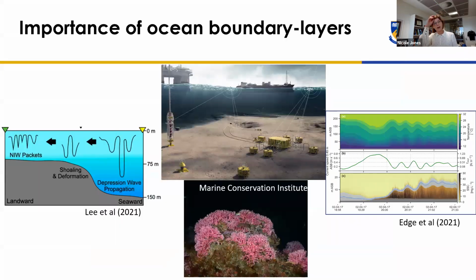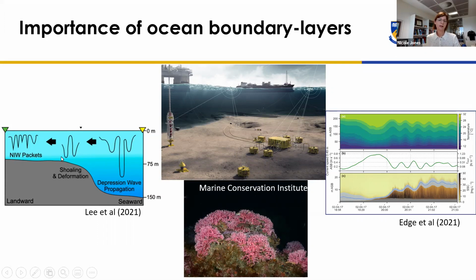So why do we care about ocean boundary layers, or I should say ocean bottom boundary layers? Well, they are the location where most of the energy in our mean flows is dissipating. And so for something like the dissipation of these packets of nonlinear internal waves, as they're going onshore, they shoal and start to steepen, but they also experience larger amounts of bottom friction as they're moving inshore. And so they're dissipating energy in this way as they travel.